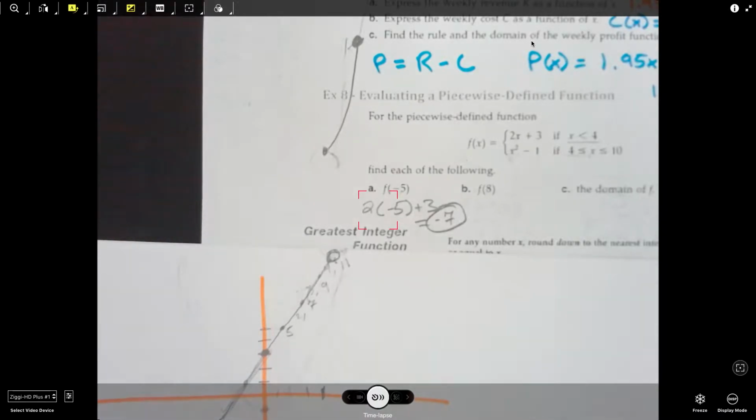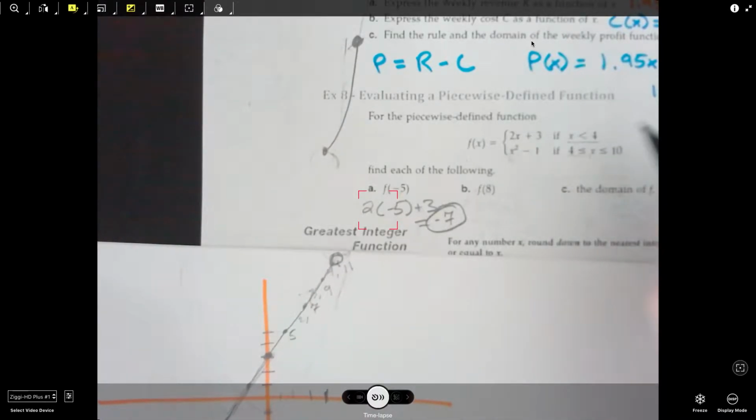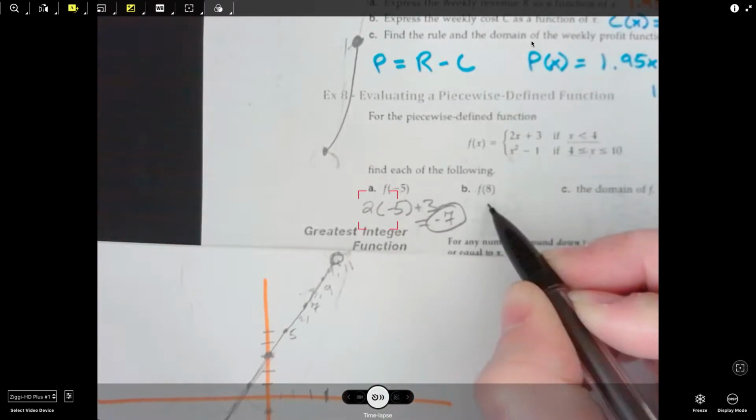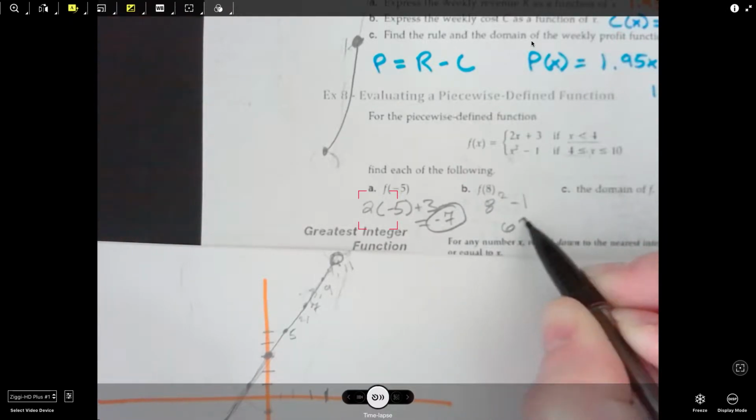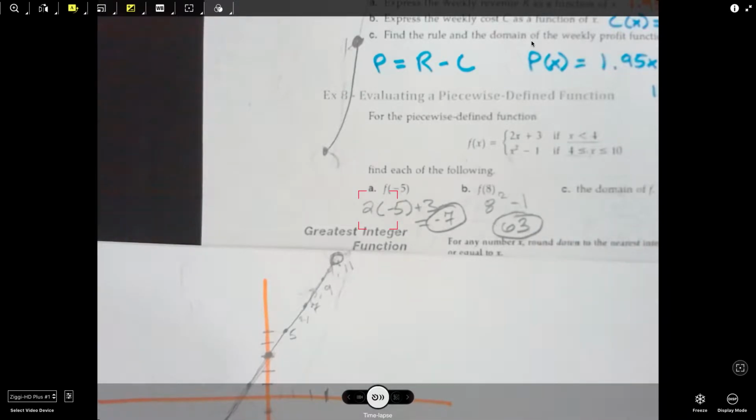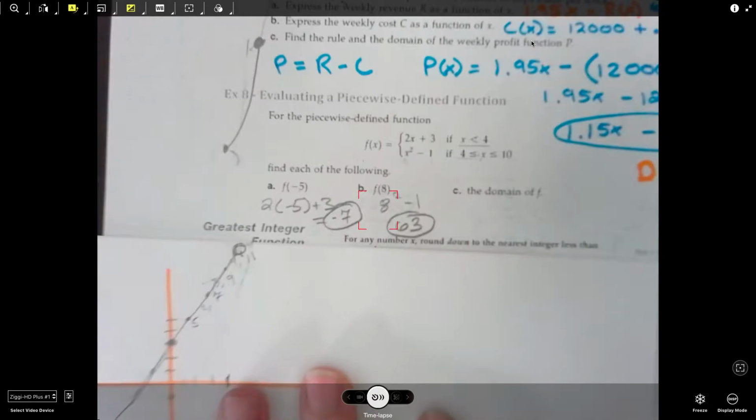You're only going to plug it into the equation that it works in. Okay? And then f of 8, does 8 go into the top equation or the bottom equation? The bottom, because 8 is between 4 and 10. So we do 8 squared minus 1. 63 is that value. Okay? And then the reason why we graphed this thing was so that we could figure out the domain.